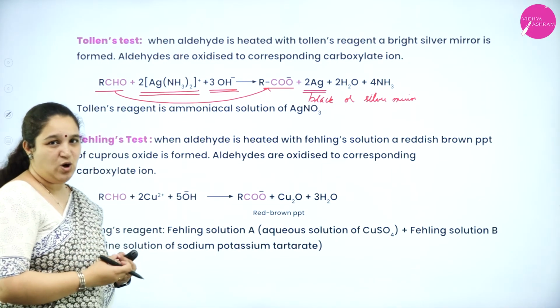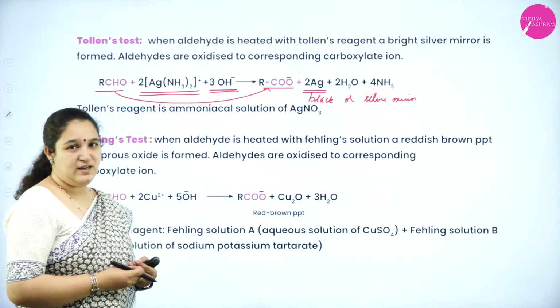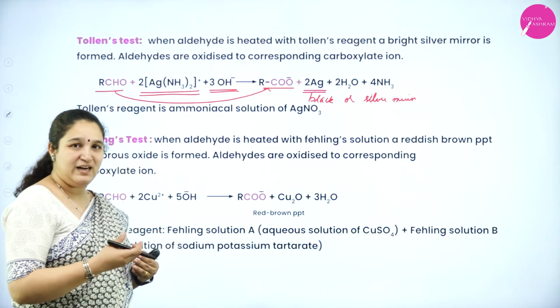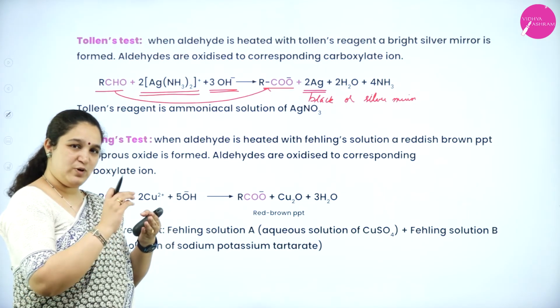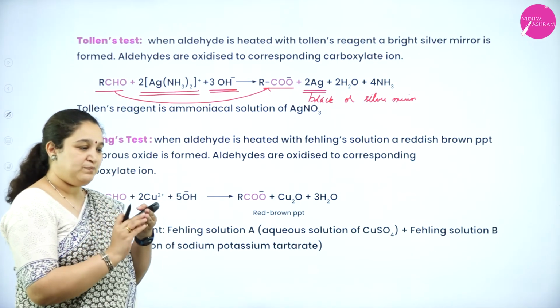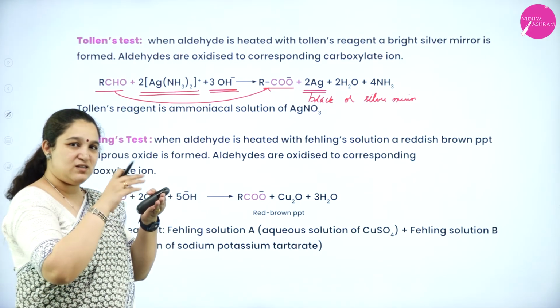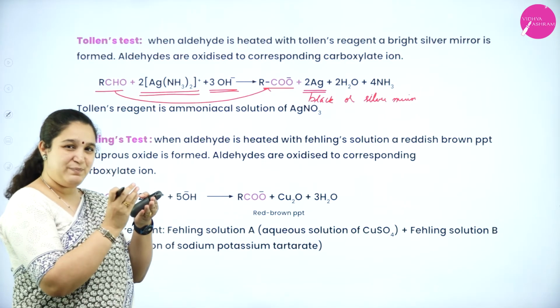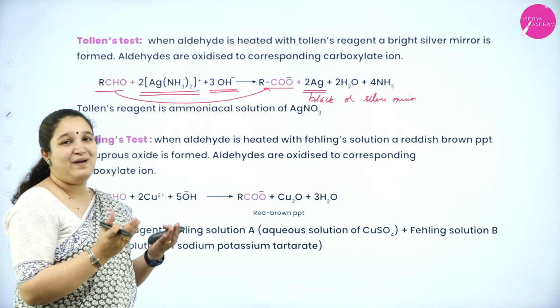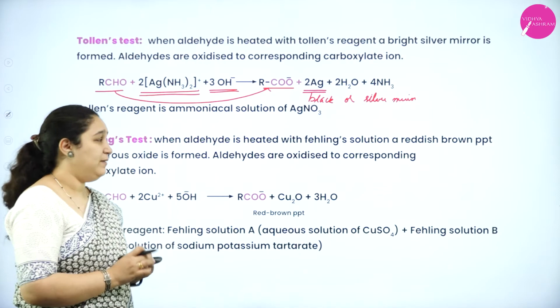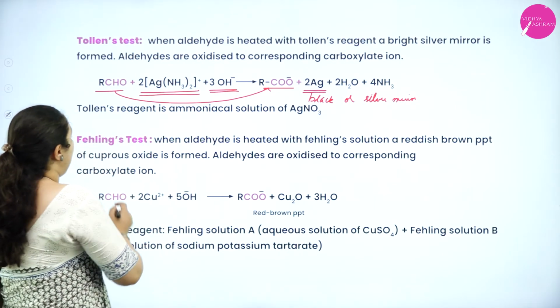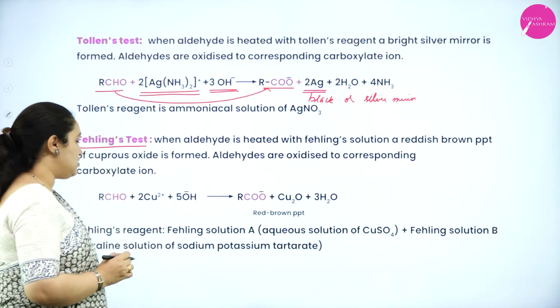So, when we are doing the Tollens reagent test, you take an aldehyde, add Tollens reagent and heat it in the water bath. In the test tube, you can see a silver mirror is formed. That is, you can see a bright color silvery precipitate kind of thing is formed or black precipitate is formed. Okay. If we take Fehling's solution, now what is Fehling's solution?